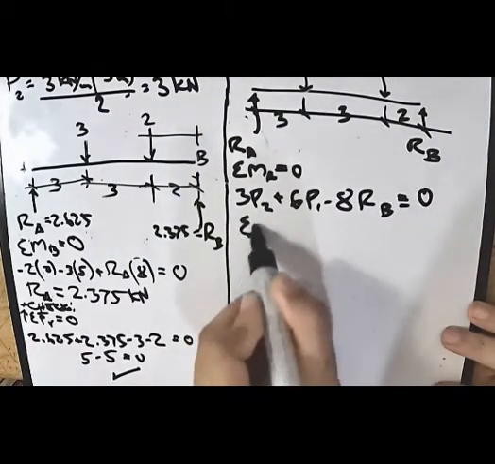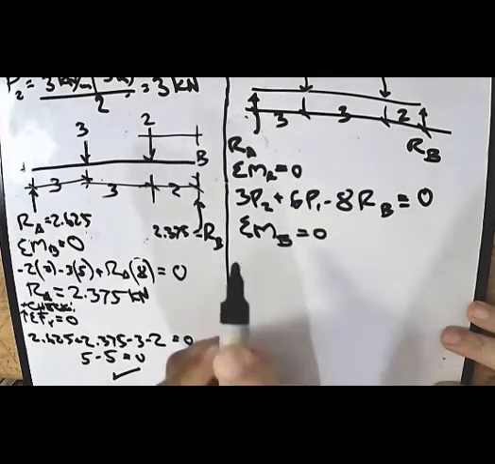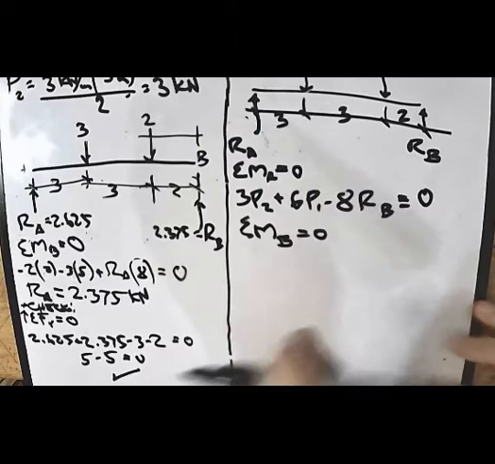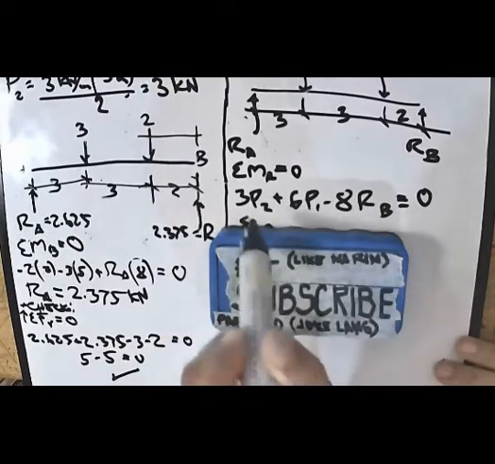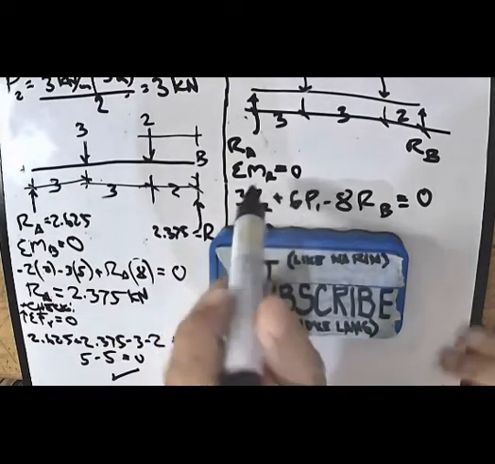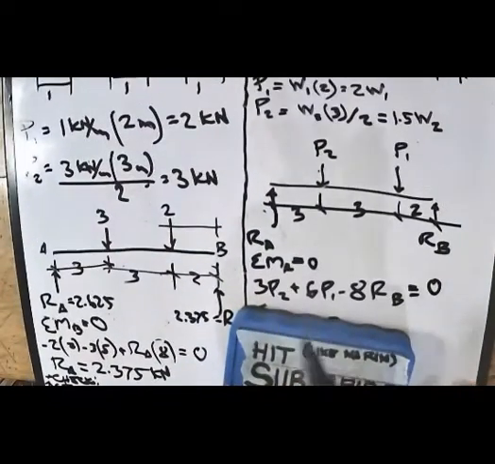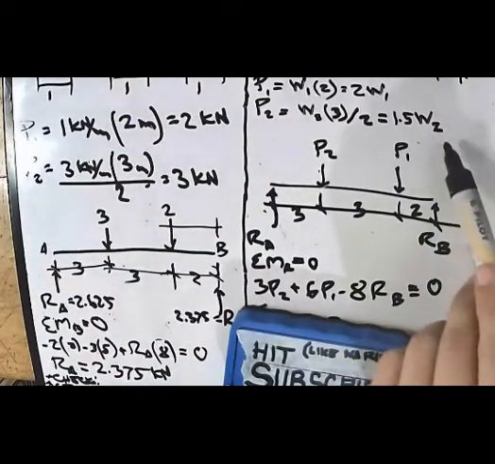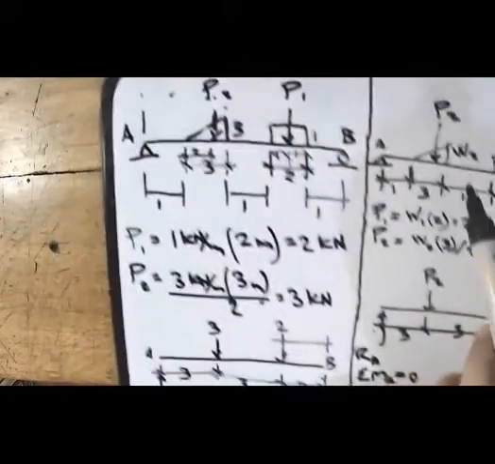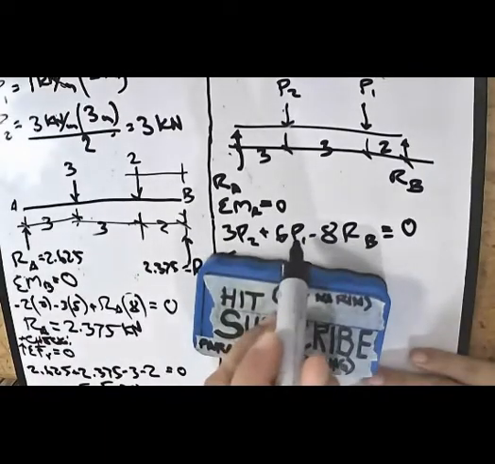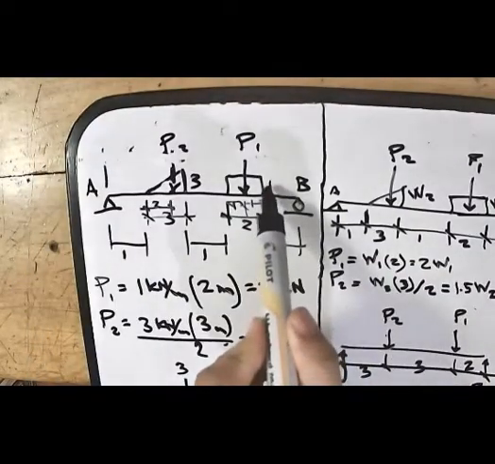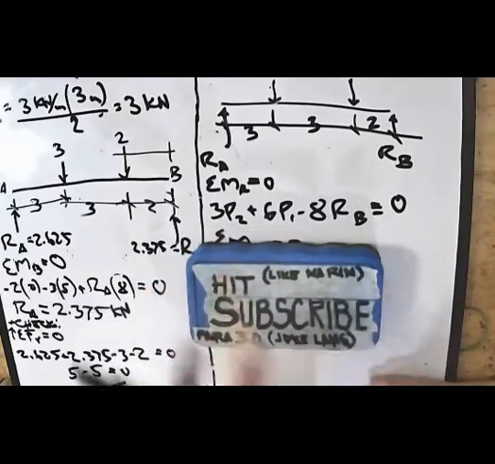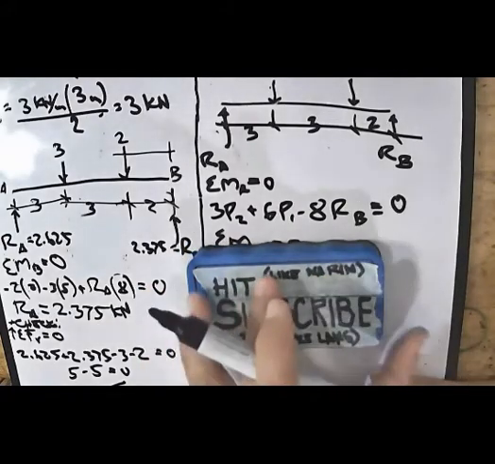And then, summation moment at B equal to 0. Before going to summation moment at B equal to 0, solve nyo muna yan. Okay, by substitution. So, P2 is equal to, substitute nyo yung 1.5 W2. But what is W2? It is equal to 3. Diba? Ganun din sa P1. P1 is equal to 2 times W1. But what is W1? It is 1 kilonewton per meter.